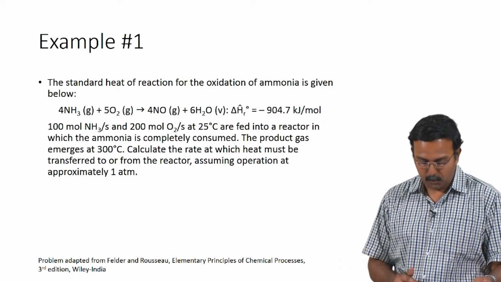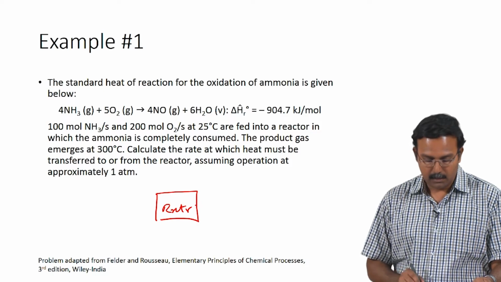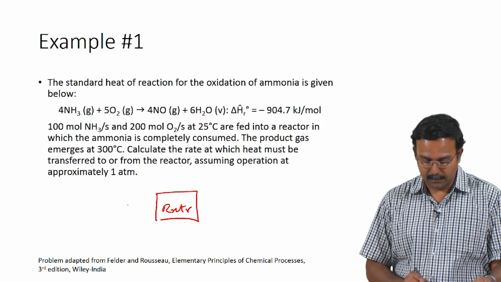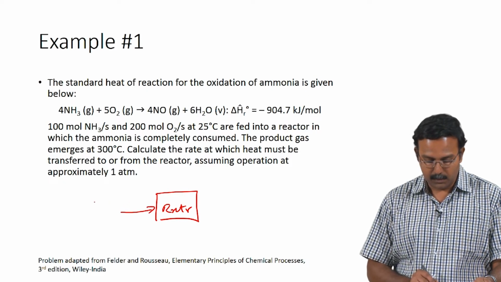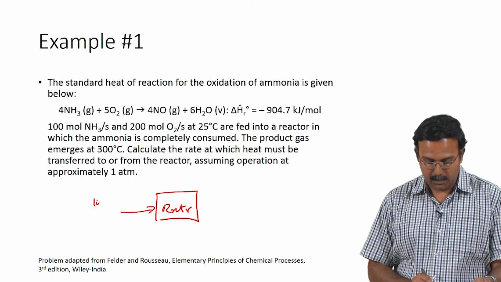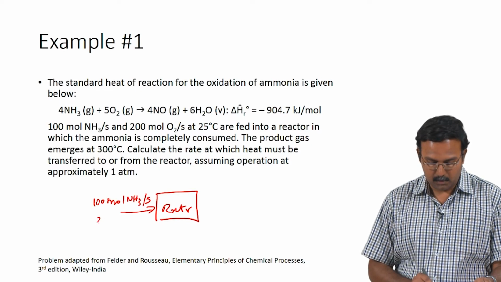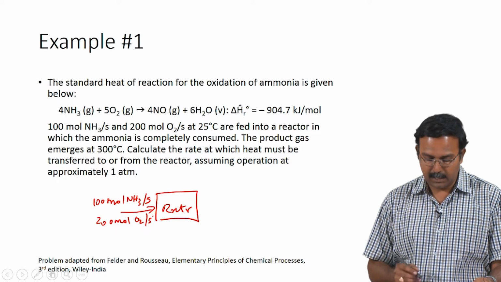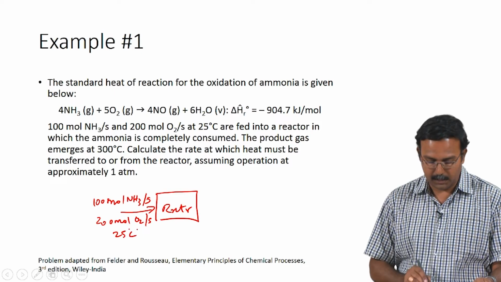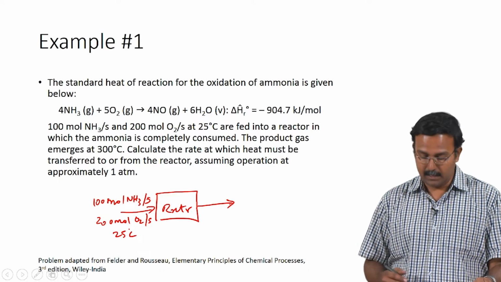So, let us try to draw the flow chart. You have a reactor where ammonia is getting oxidized, and you have been told that there are two components coming in, which are 100 moles of ammonia and 200 moles of oxygen per second. As they are at the same temperature of 25 degrees Celsius, I am just putting it as one inlet stream, and you have a product gas stream which is emerging at 300 degrees Celsius.